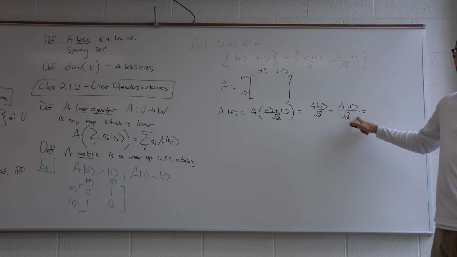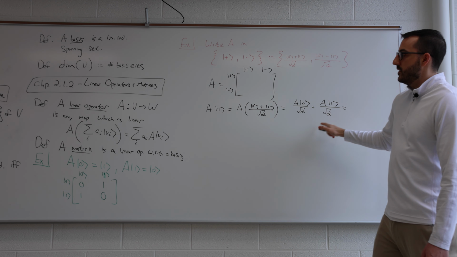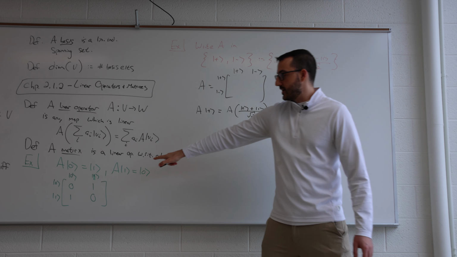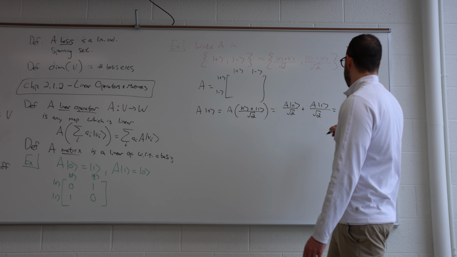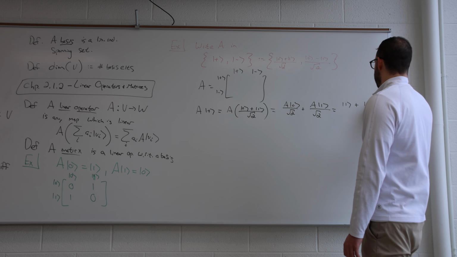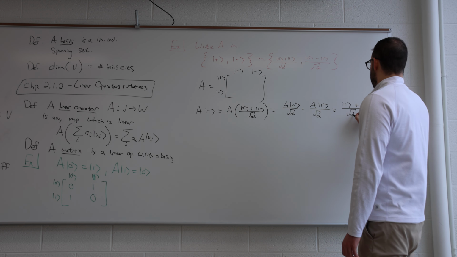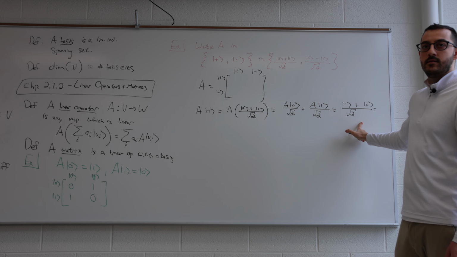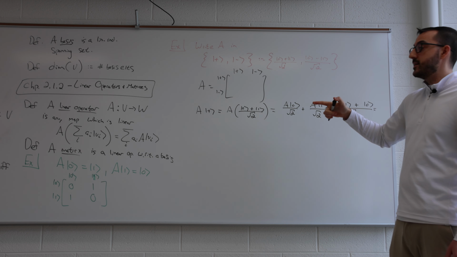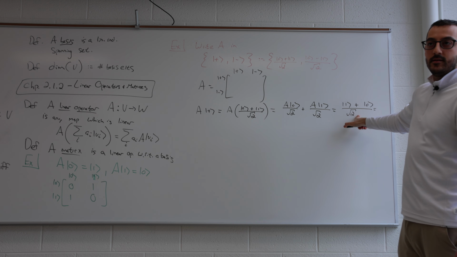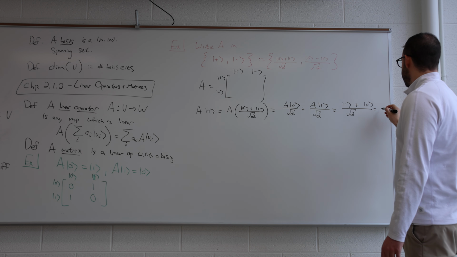Now, how do I know what this is? Well, this is in our definition of what the operator does. So A acting on ket 0 gives me ket 1. A acting on ket 1 gives me ket 0. Now, who could tell me what this is equal to in terms of our basis vectors? The plus state, in terms of these basis vectors, right? The order of the sum doesn't matter. So this is exactly the plus state.